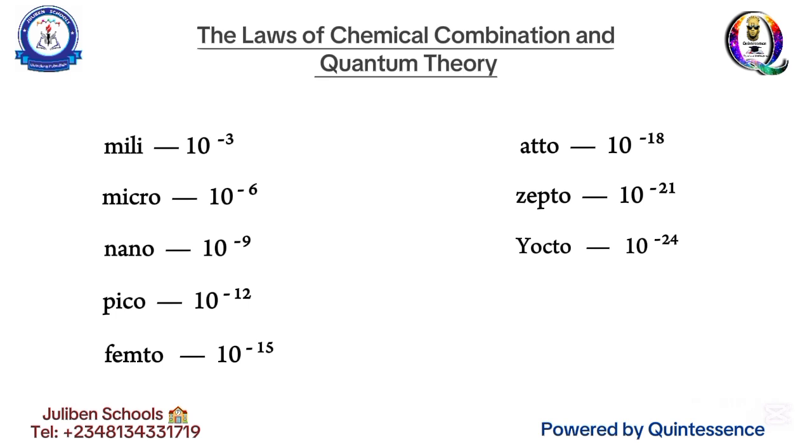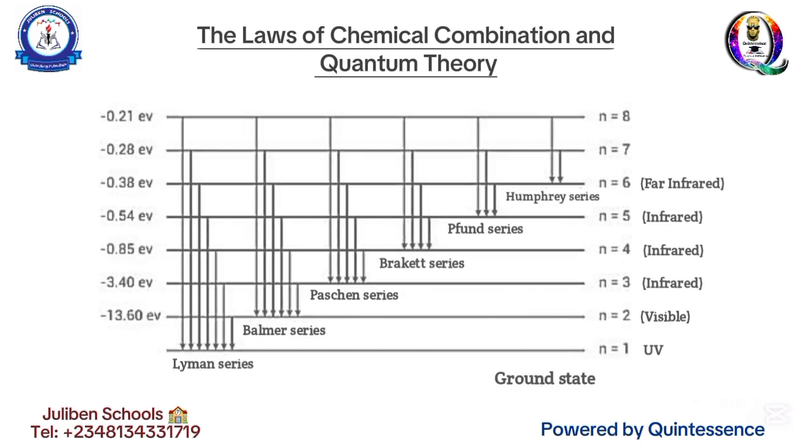Just remember AZ. So A there for atto, Z there for zepto, the Y in the Z is the yocto, right? So you can always remember that very well. So as far as the regions are concerned, the only UV region is the Lyman series. The only visible region is the Balmer series. As for the Paschen, the Brackett, and the Pfund series, they are the infrared region. As for the Humphreys, it is the far infrared region.